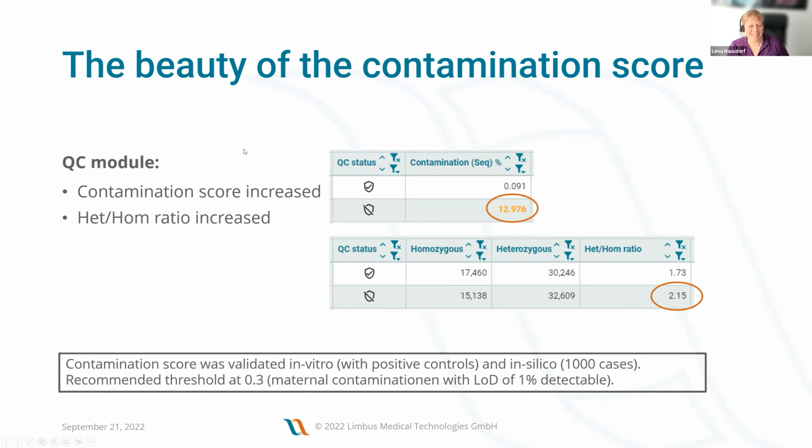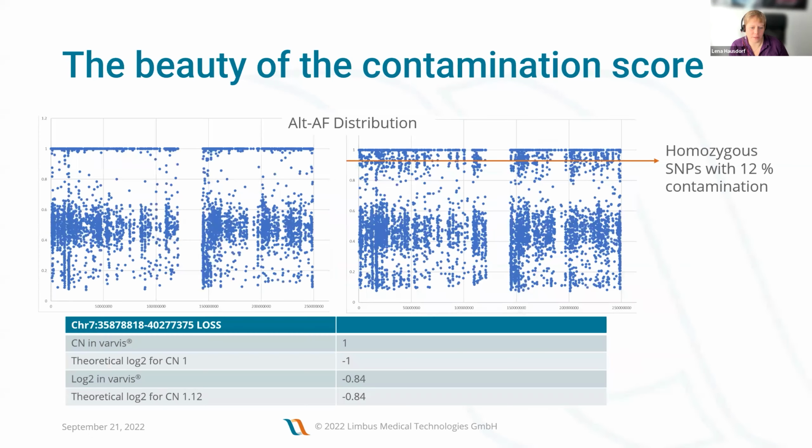And so in this case, the contamination score was increased. Also, the het-hom ratio was increased, but the customer had a little bit of trouble believing that this was a contamination. So we did our delta F distribution plots again, and it was clearly shown. On the left side you have a normal patient which clustered at 0.5 and 1. And here you can see that the homozygous variants are actually smearing a little bit downward. And so we were able to detect that this is a contamination of 12% with some other patient.